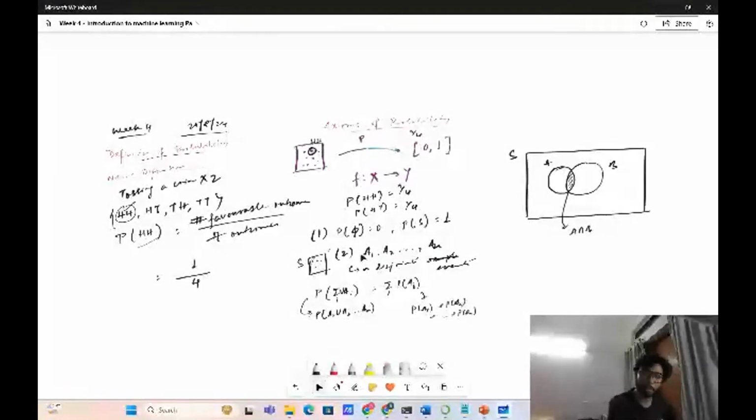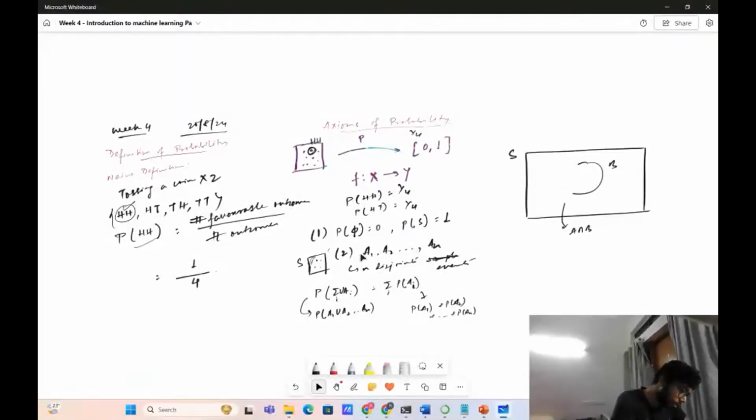Okay, first, let me do one thing. Because in the definition, as I mentioned, you have two disjoint events, A and B, right? So this is the meaning of disjoint. Disjoint basically means, if A occurs, B cannot occur. In other words, they are mutually exclusive, right? So this is the event A and this is the representation of event B. And if A occurs, B basically cannot occur because they are separated, they are mutually exclusive, right?